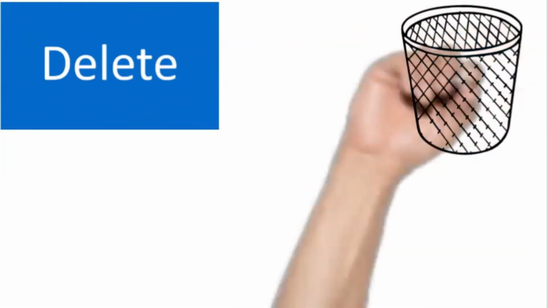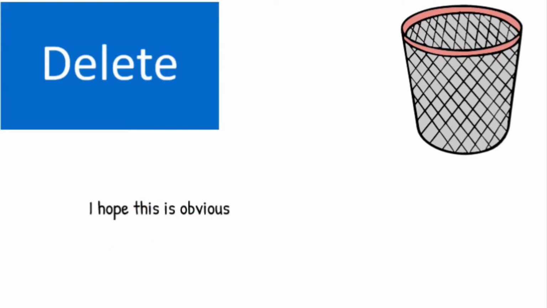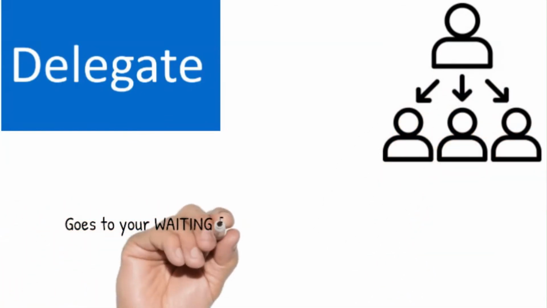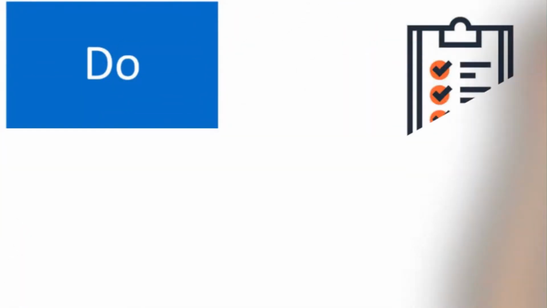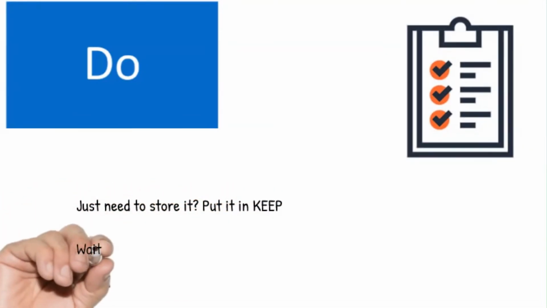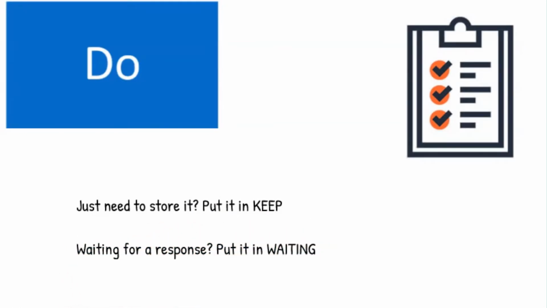So again, we have the step of delete, and I hope what you do with this stuff is obvious. It should go right to the trash bin. The next step in the process is to delegate, and we'll talk later in this session about where we put the stuff that we've delegated to, but it's going to be in a folder called waiting. Now, once you've done the thing, you have 2 places where you could put that message. You could put it in your keep folder for future retention if you need to store it. And if you're waiting for a response, again, we want it to go in this waiting folder.